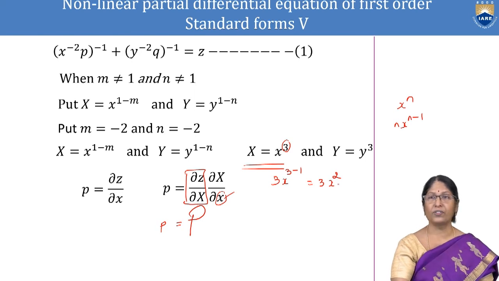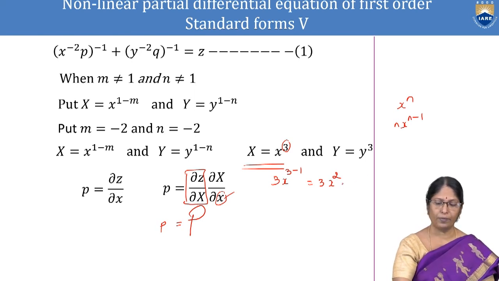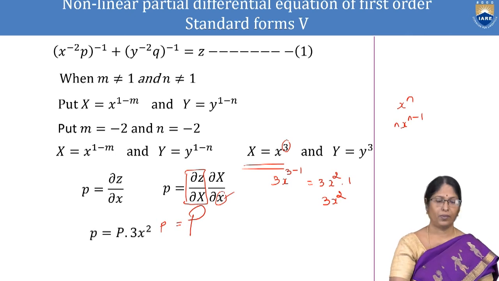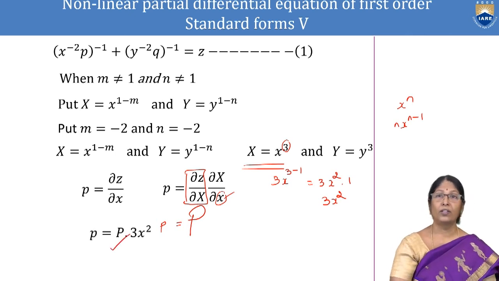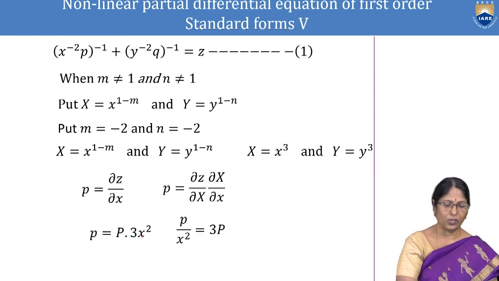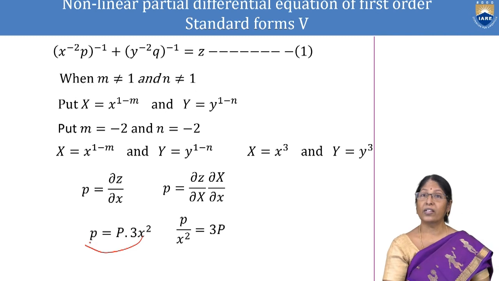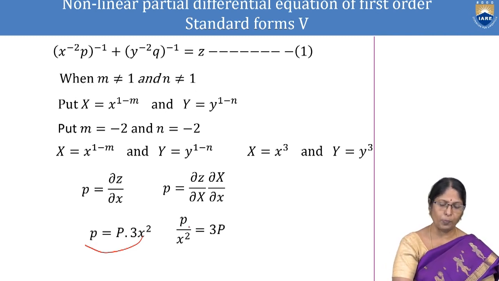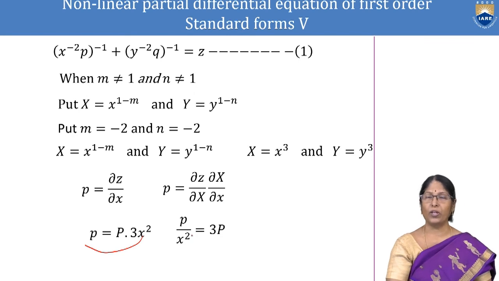Again, x differentiation is 1. So we got it, 3x square is the answer. So we can notice here, small p equals capital P into 3x square. We just brought the x square towards the left side. So small p by x square equals 3P.